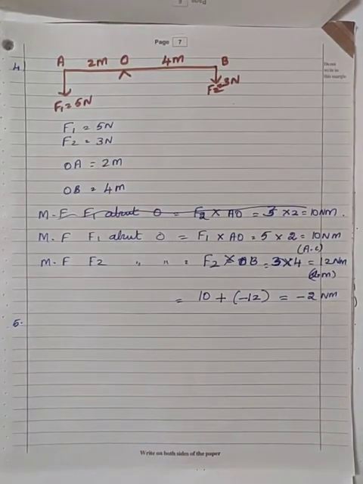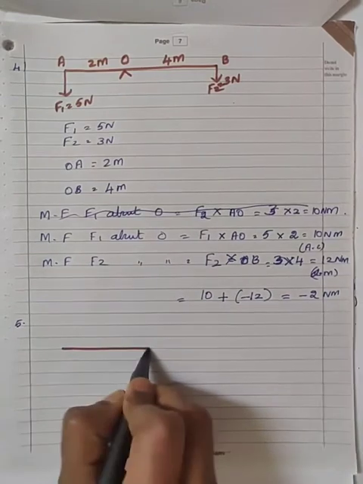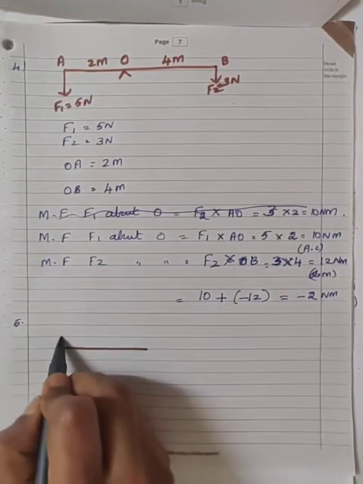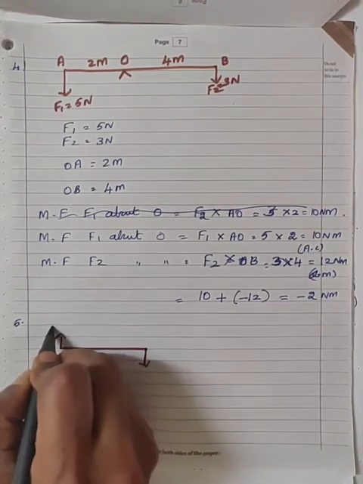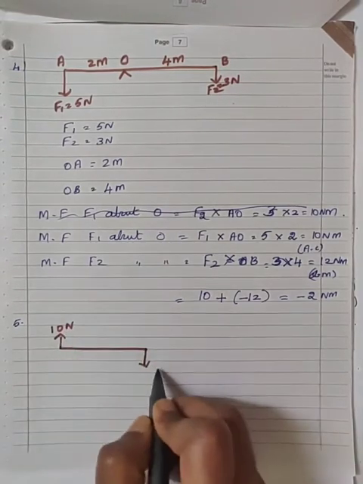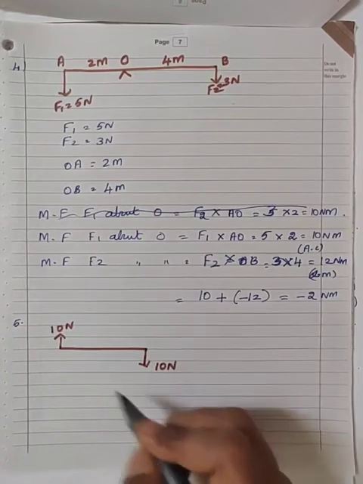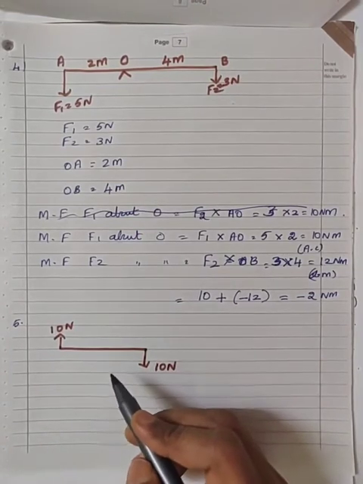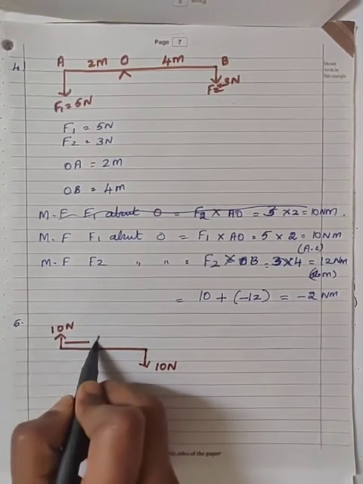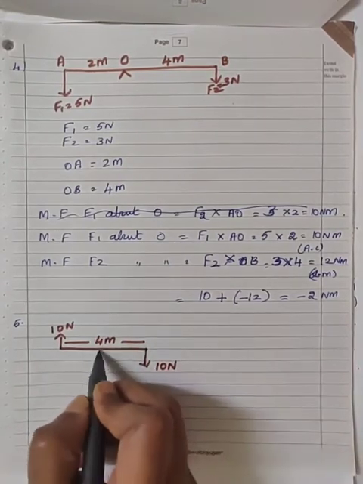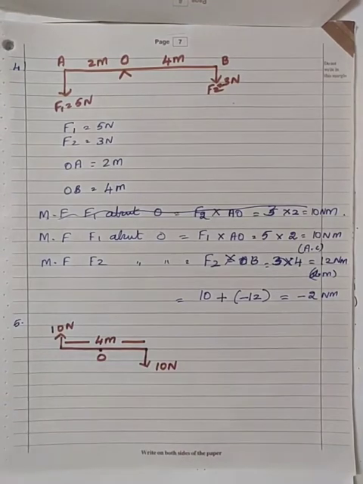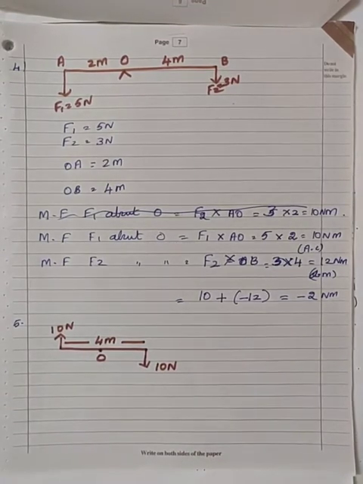Here also the diagram is given. First I will give the diagram. Two forces are acting on the body, and the two forces are equal in magnitude, which is equal to 10 Newton, and the two forces are acting in opposite directions, but both of them are equal in magnitude. The perpendicular distance between the two forces is given as 4 meter, and the body is pivoted at the point O.